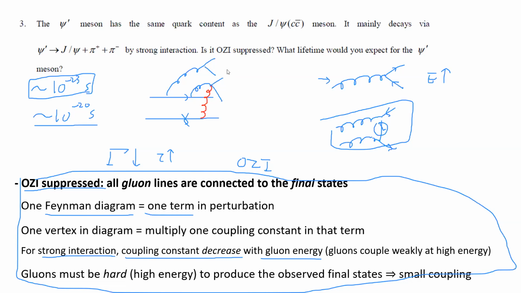If you want a rigorous proof, then you have to calculate the terms according to Feynman rules. But I would say they are more or less similar, because if you count the vertices, in these two cases, they all have two vertices.